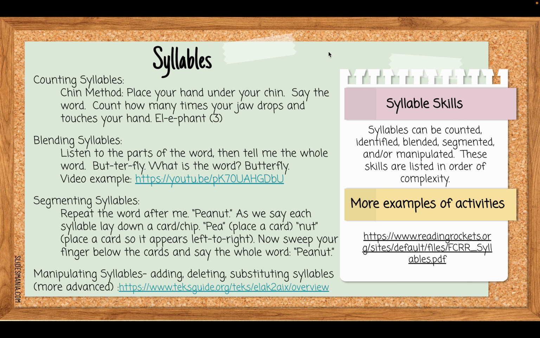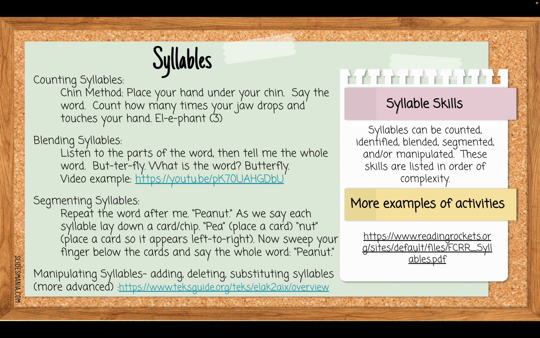So, syllables. Most of us are familiar with counting syllables, like clapping syllables. Another method besides just clapping out syllables is the chin method. You can even just do this with me. If you place your hand under your chin and say a multisyllabic word, you'll feel your jaw drop as you make those different vowel sounds and be able to count the syllables.